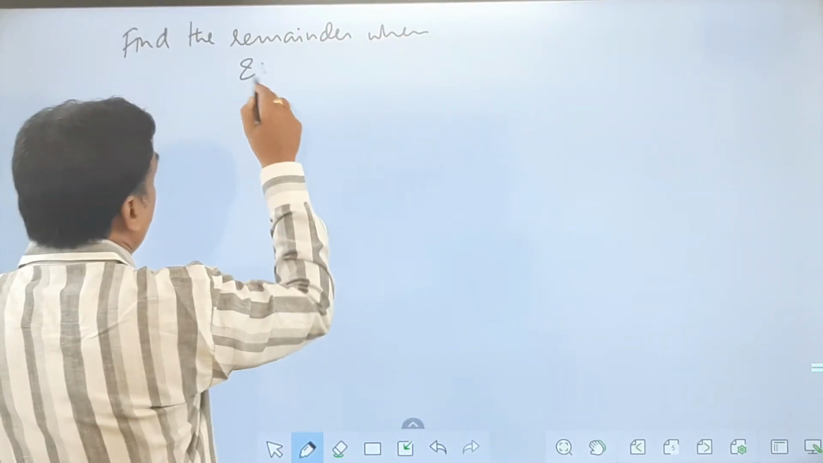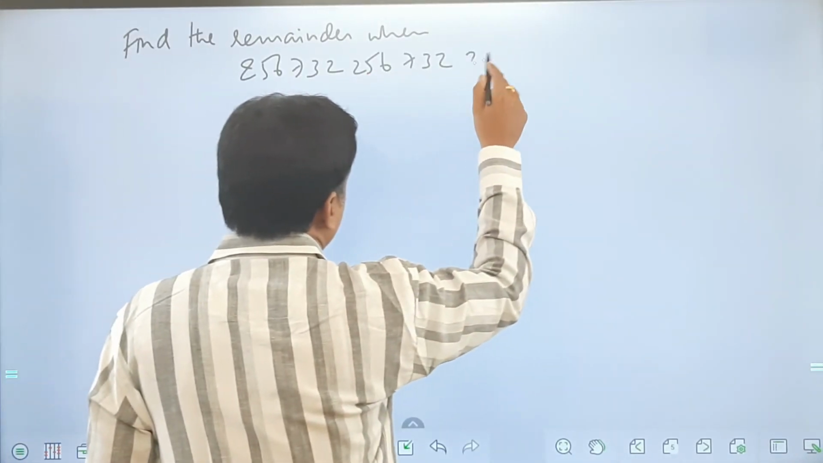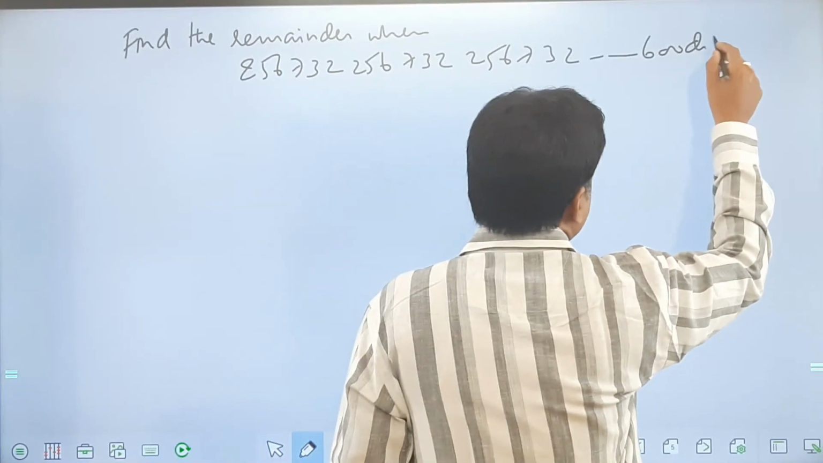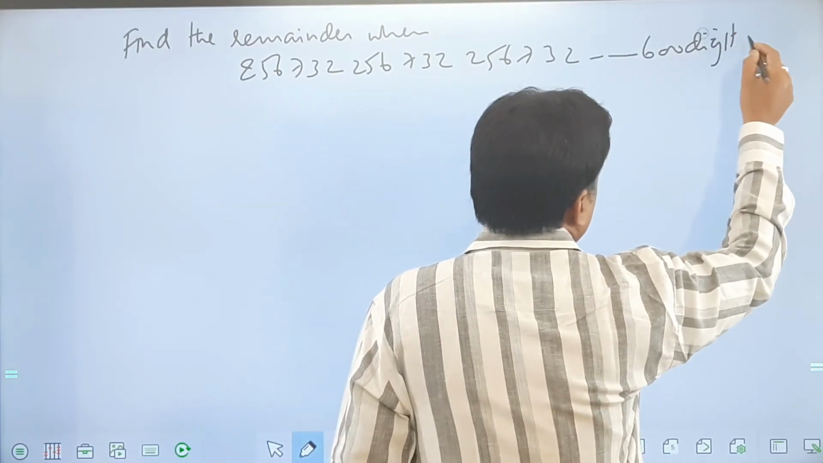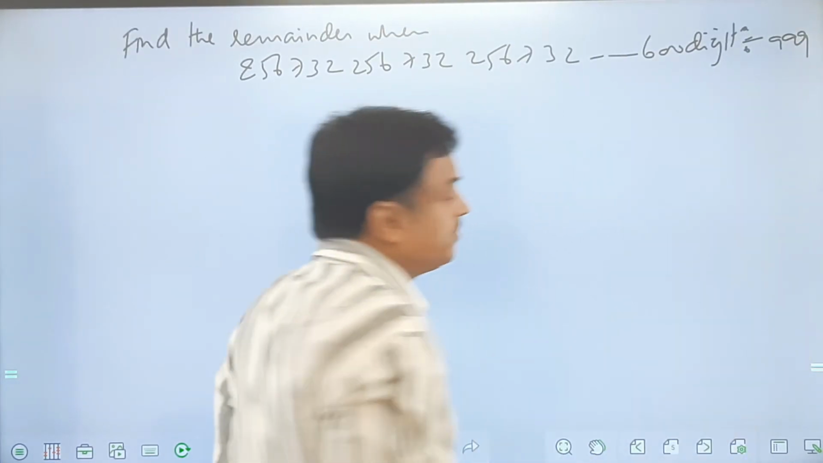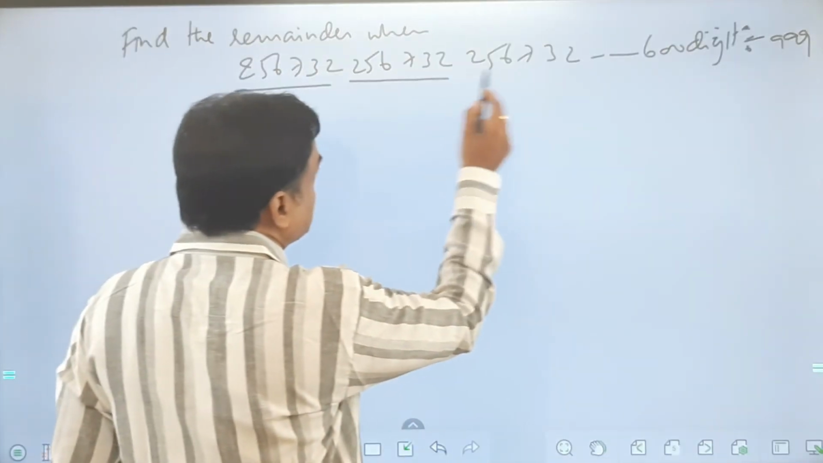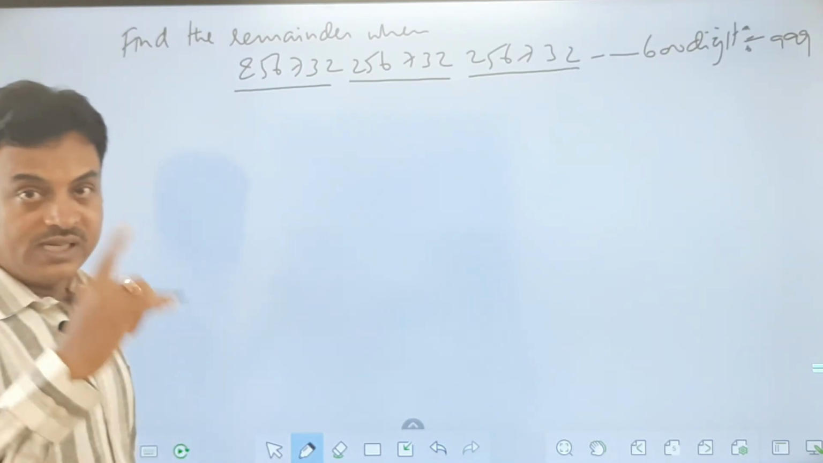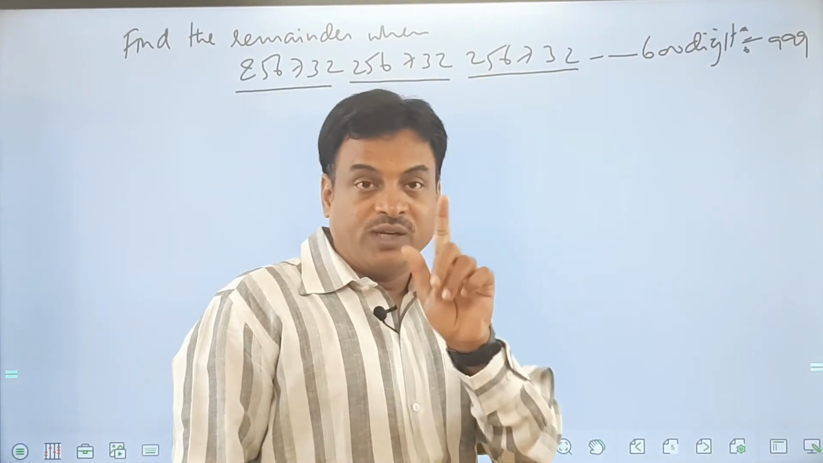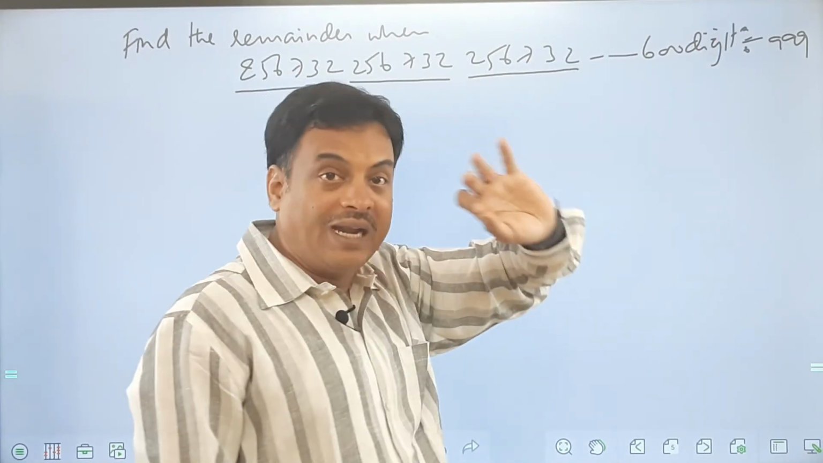when 256732, 256732, 256732, and so on up to 600 digits, is divided by 999. That is the question. If I take 6 digits as 1 recurring unit, how many units will come? 6 digits as 1 unit, 6 digits as 1 unit. So 1, 2, 3, up to 600 digits, it will be 100 times.